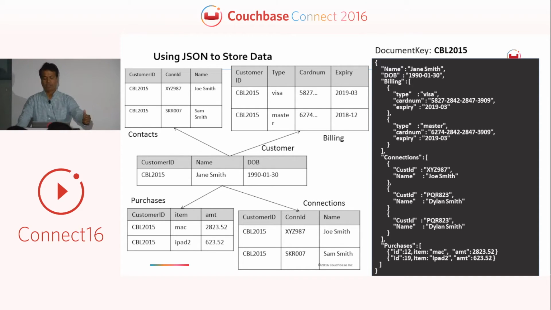In a different talk, we went through this evolution of how a customer object can be transformed from a five-table representation into a single JSON object. Here, you can see the billing information that's represented by multiple rows in a relational table can become multiple objects within a single array in the billing attribute. Similar thing with connections.